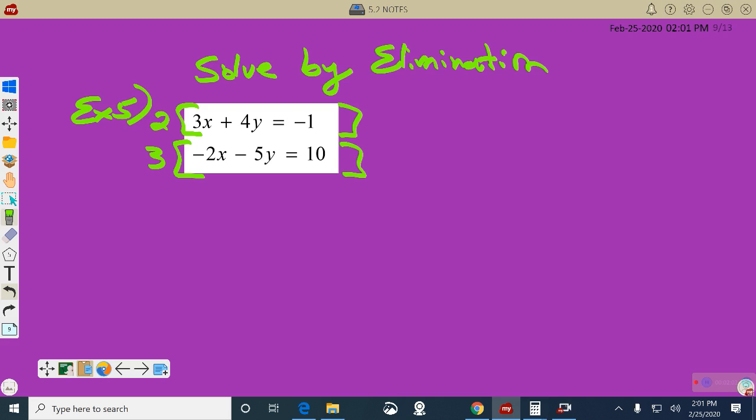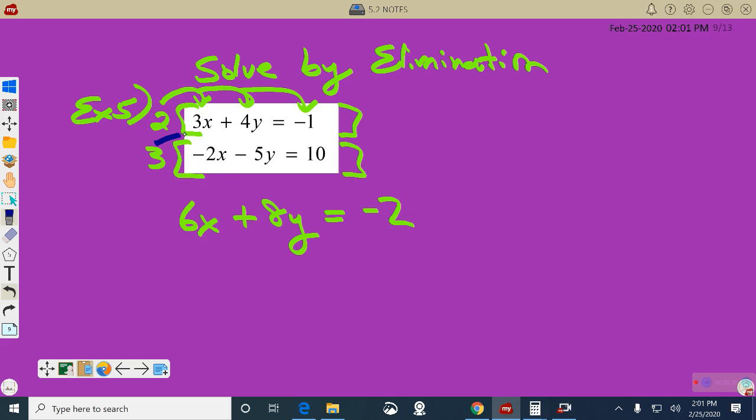So stay with me. I'll multiply the first equation by a positive 2 everywhere. Watch what happens. Again, phones away, earphones off. 2 times 3x is 6x. 2 times 4y is 8y. 2 times negative 1, negative 2. Cool.